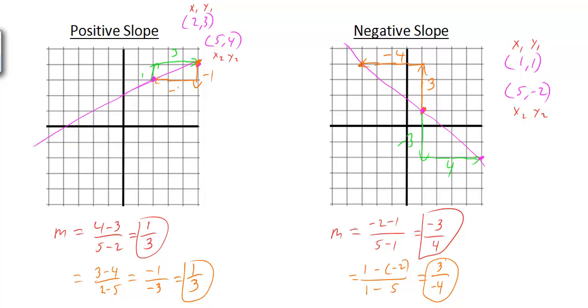So if they're both negative, notice we're still going to end up with another point on the line. But as far as the answer, you'd want to leave your answer as a positive 1/3. You don't want to write it as negative 1 over negative 3.